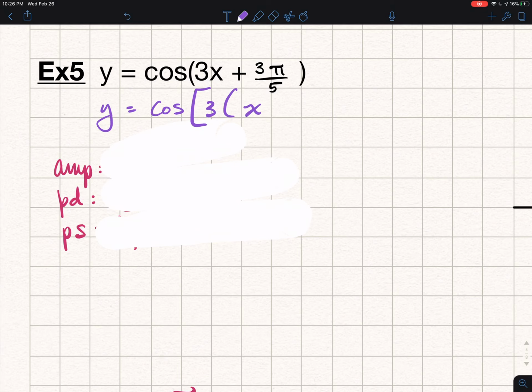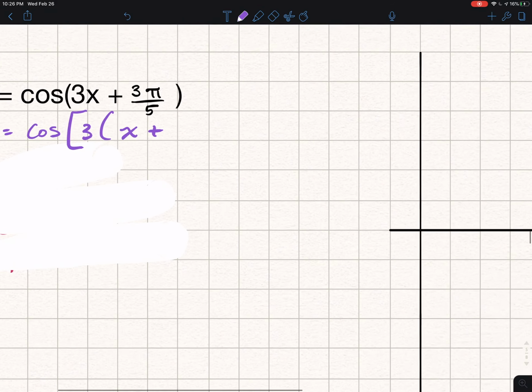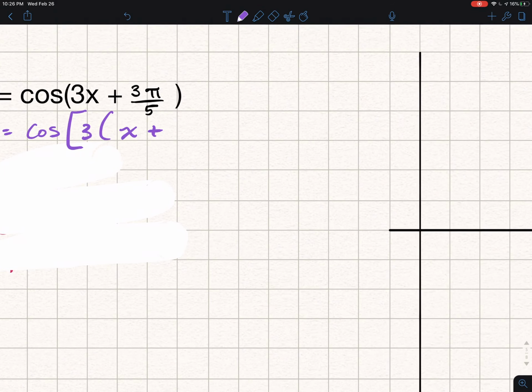That leaves me with an x plus, over here on scrapwork, if you need to see the math, if you take 3 pi over 5 and divide by 3 over 1, all you have to do is invert and multiply. Your 3's will cancel, leaving you with just a pi over 5. An easy way to check your work on that is to redistribute and see if you get the same thing that you started with.